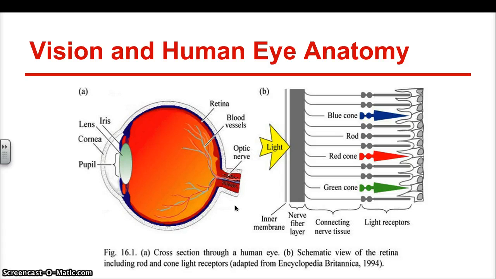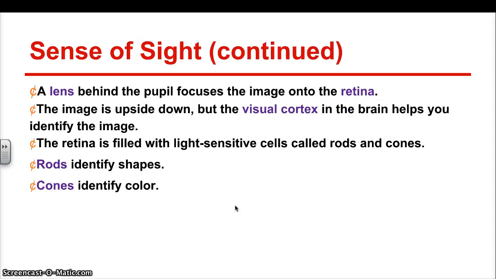Here is the anatomy of the human eye. Let's look a little bit more at this. Light goes through the lens, and behind the pupil it focuses an image on the retina. The image is upside down, but the visual cortex in the brain helps you identify the image. The retina is filled with light-sensitive cells called rods and cones. Rods identify shapes, cones identify colors.